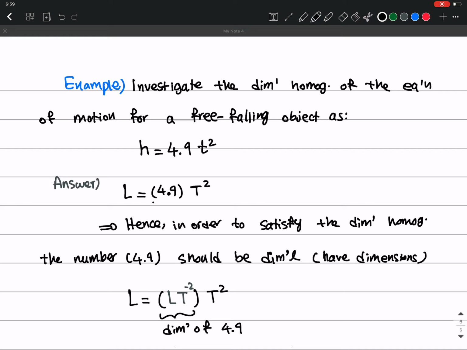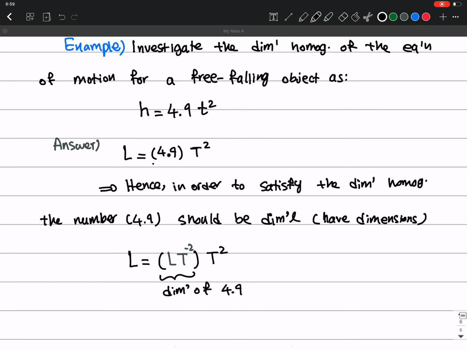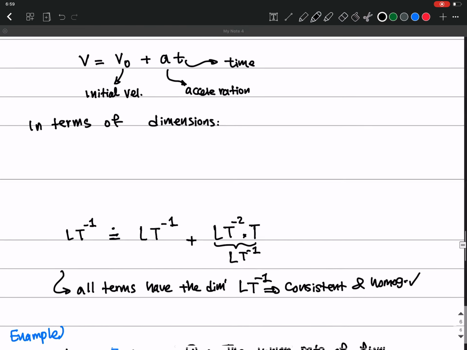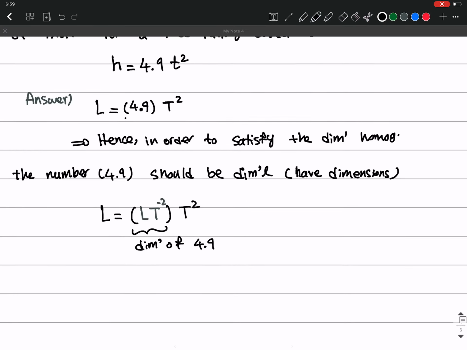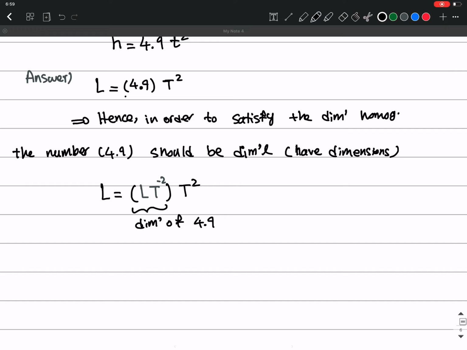Okay. So now I want to think a little bit about this. This is a free-falling object, and you most likely should have studied this during your physics course, right? This is the dimension of 4.9. What is this? L T to the minus 2. It is length over time squared. Length over time is velocity, but length over time squared is going to be what? It's going to be acceleration, correct? The dimension of acceleration.